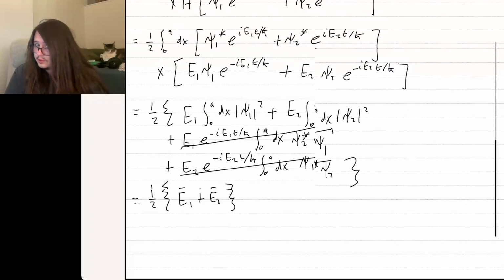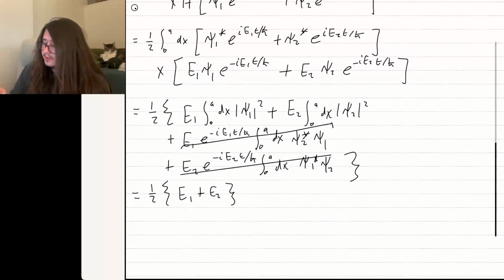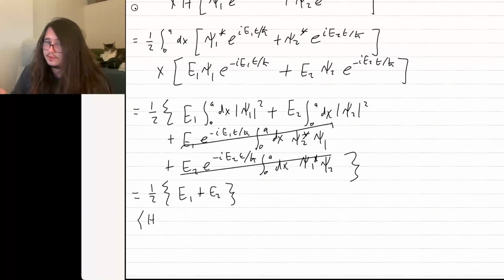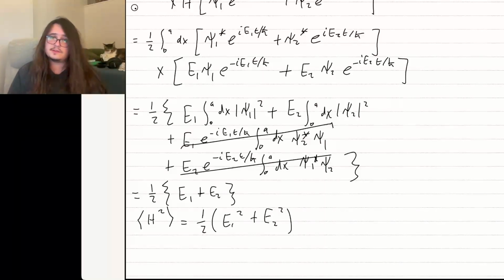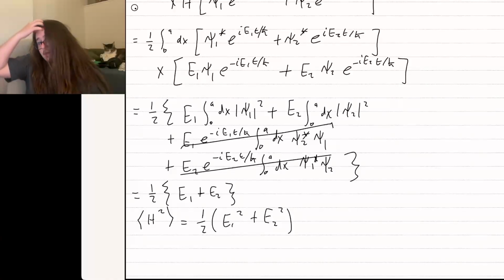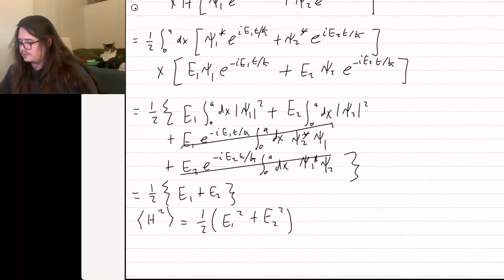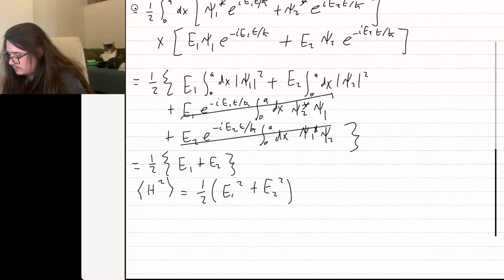Right. I think it's not too hard to convince yourself at this point that the expectation value of H squared is going to be 1/2 of E1 squared plus E2 squared, just because you're changing out the operator that you're putting in between the wave functions with H squared. So you're just going to pick up additional factors of E1 and E2 in those. So I'm going to assume that's cool, and then keep going.